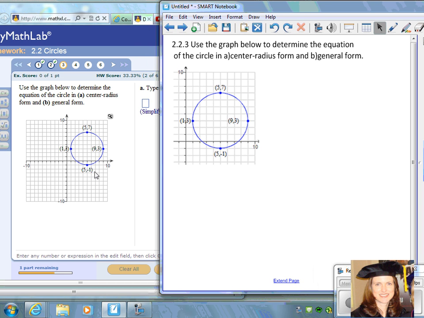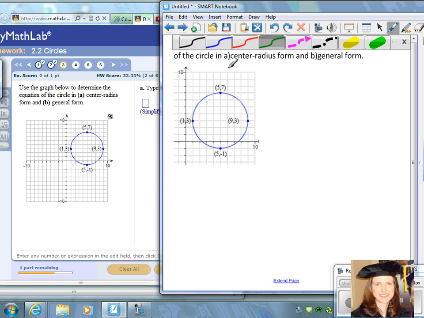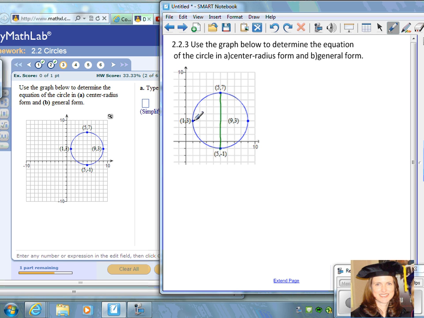To locate the center of the circle given a graph, what I usually do is draw a line that goes right through top to bottom and right through left to right. That point there is the center of the circle. Looks like the coordinates of that center would be over 5 units, up 3 units. So the center is 5, 3. Now to determine the radius based on the graph, I look at the center and then I count 1, 2, 3, 4 boxes to the right, 4 up, 4 left, and 4 down. So that gives me a radius of 4.